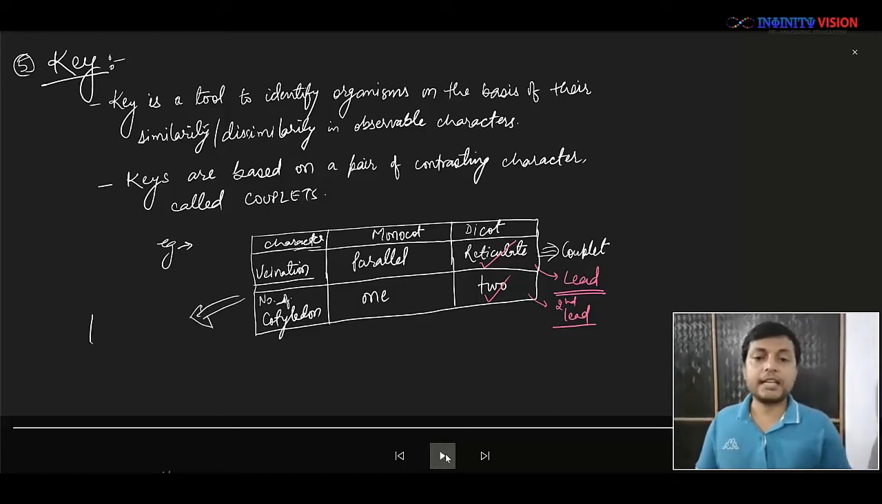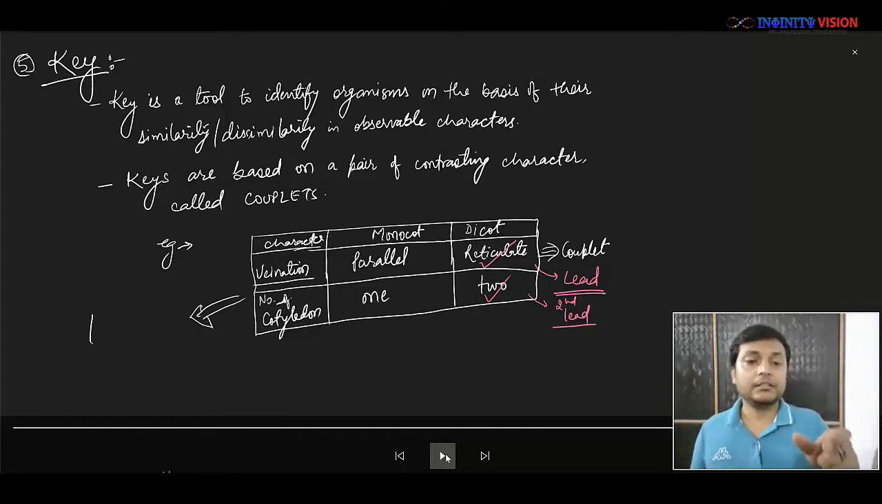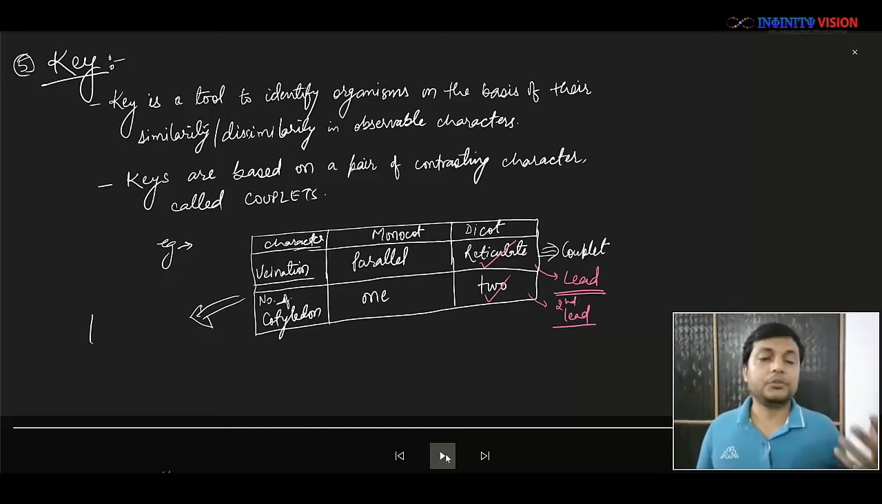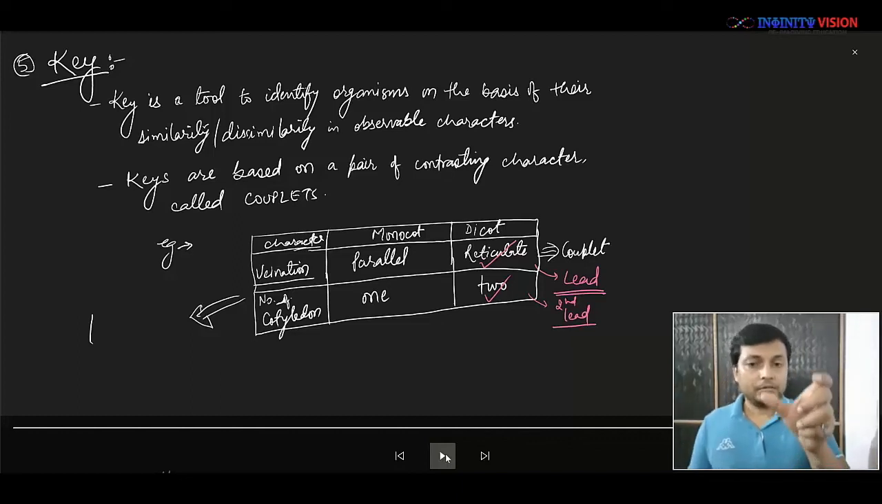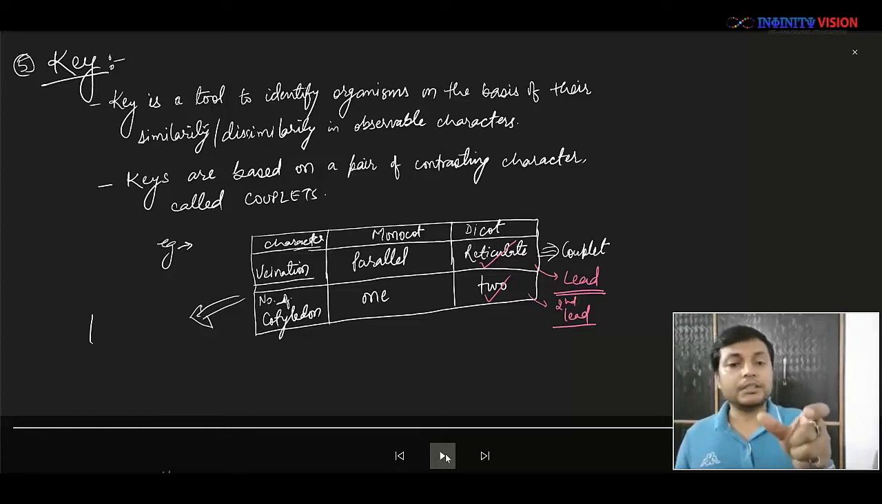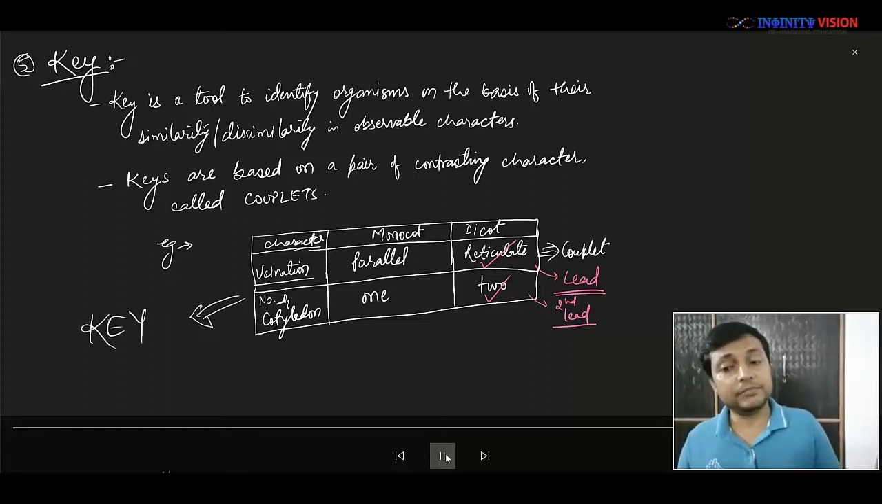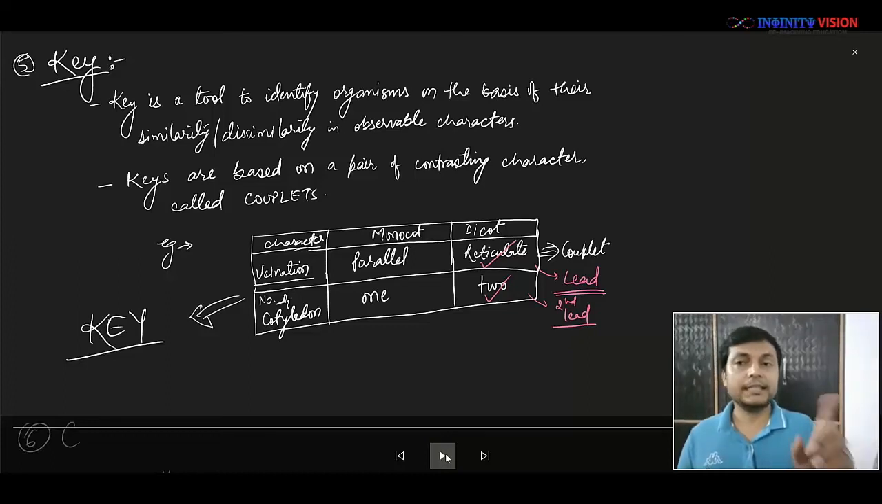Understand? So every time when you accept or reject a particular character in a key, this is called lead. You get a lead, first lead, second lead, third lead, and so on. And on the basis of this percentage of leads or percentage of match, you decide that this particular plant should belong to one or the other group. Now this whole document or table which consists of these couplets is called key. Remember this. So this is key.